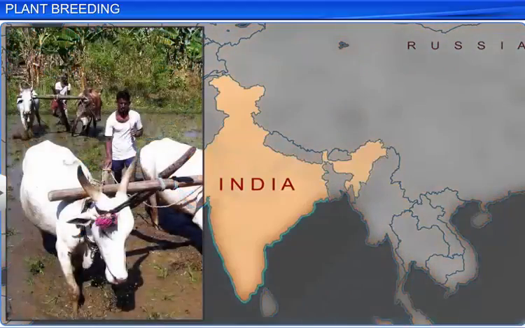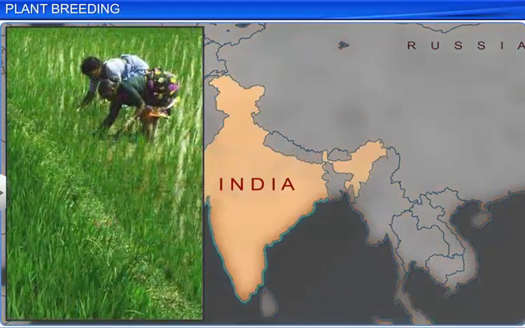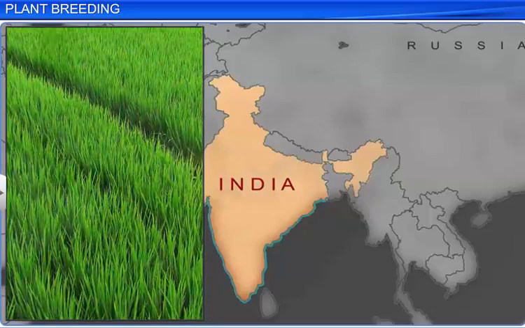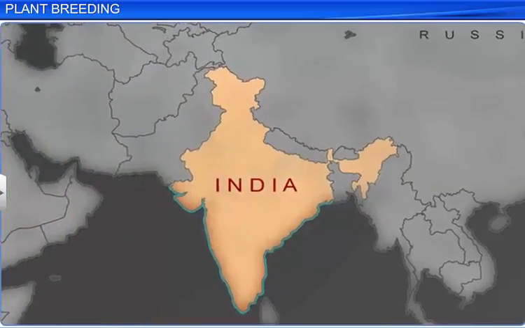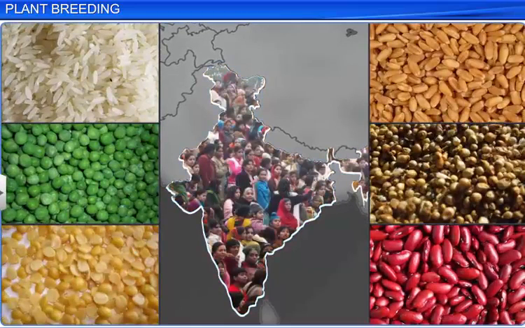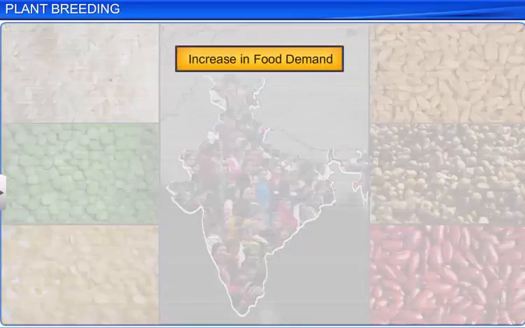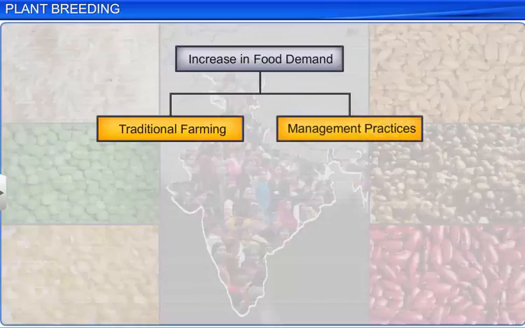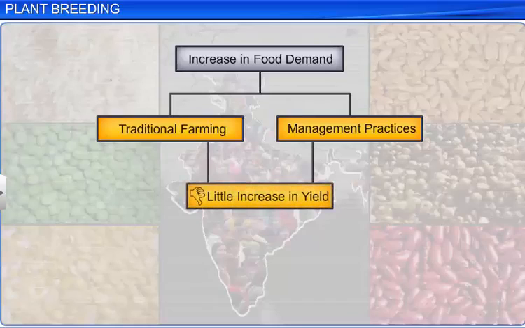India is an agricultural country with 62% of people engaged in agriculture for their livelihood. With the passage of time and an increase in population, the demand for food has risen extensively. Earlier, this was tackled through traditional farming and better management practices. However, it resulted in a very small increase in yield.